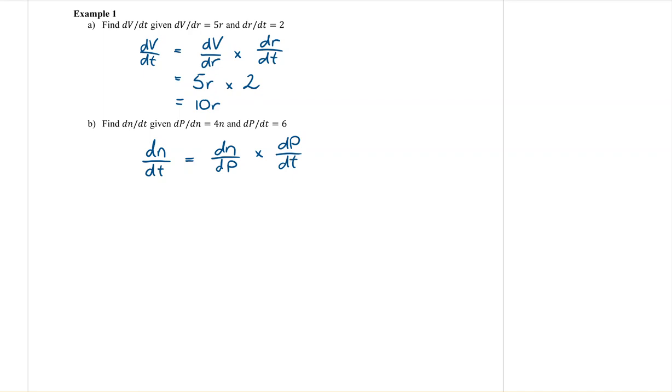So, okay, the dn has to be there and the dt has to be there because that's what I want for my final answer, the dn over dt. And the dp is the third variable that is going to be cancelling out. Okay, so let's have a look at what we've been given now. I've been given dp over dn. So dp over dn is not quite what I want. I want dn over dp.